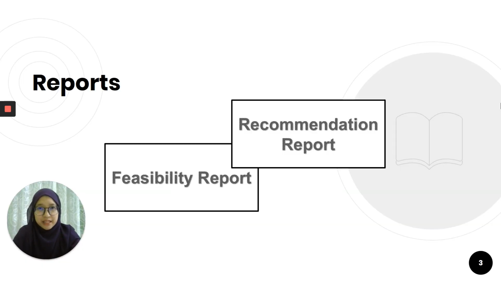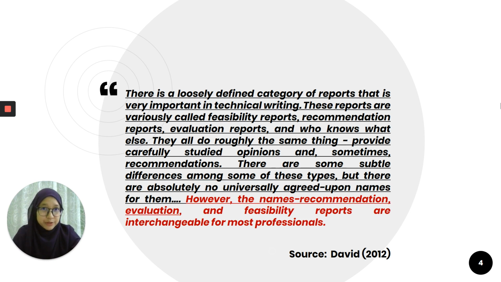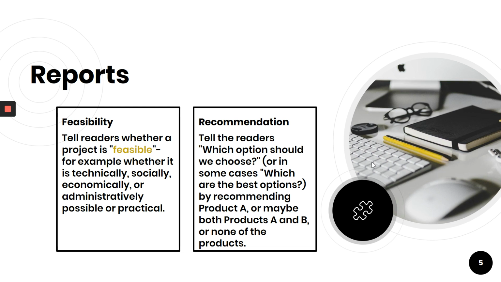Now, before we go directly to recommendation report, let's take a look at the differences between feasibility report and recommendation report. As you can see on the screen, for many people, feasibility report and recommendation report are interchangeable. Feasibility report tells us whether a project or idea is feasible, or in another word, whether a project or idea is possible to be done. Logically, a feasibility report is done before a recommendation report.